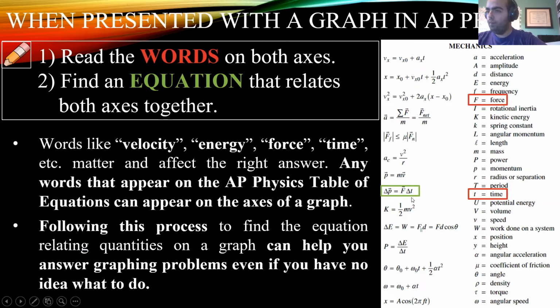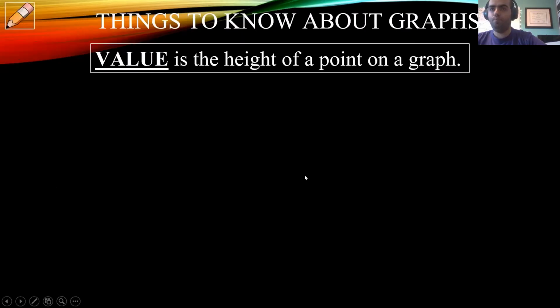And this approach is really helpful because even if you don't know how to start or how to approach a problem, going through this process can get you in the right direction. So always read the words on the graph, find an equation that relates those quantities, and then you'll use this equation to guide your thinking in terms of what the problem is asking you to do.